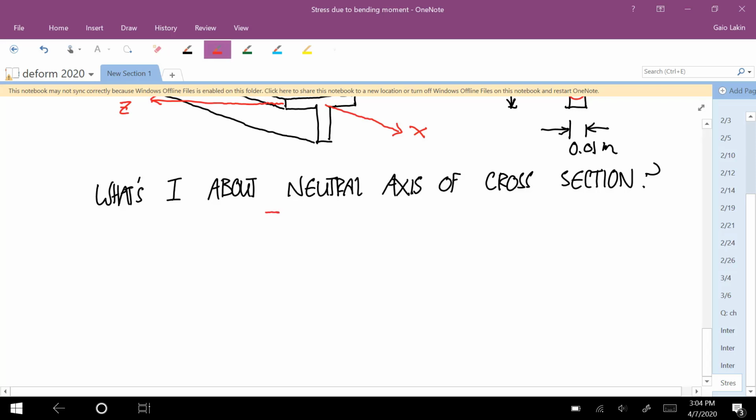Okay, so I'll start with one. Let's see. So let's first calculate where the centroid is, actually. So the y position of the centroid, we don't have to worry about the x position of the centroid because this thing has a line of symmetry right down the middle. So all we have to worry about is where the height is of the centroid.